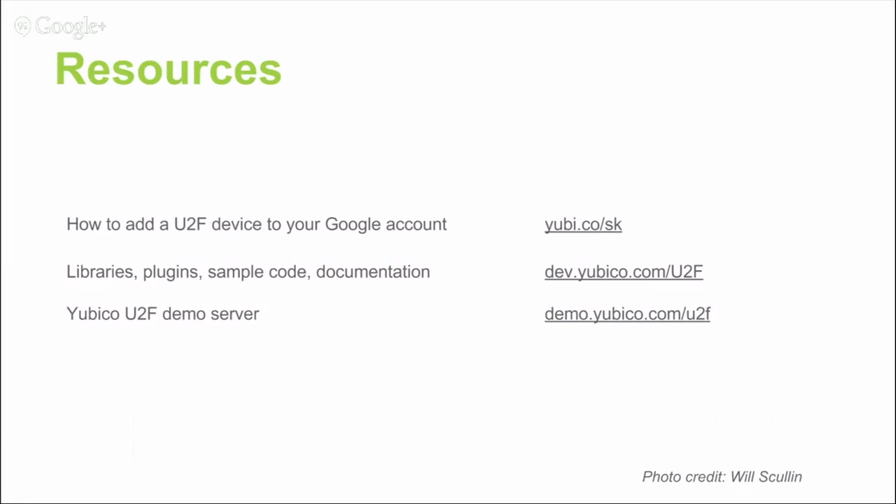We have instructions on how to add it to your Google account. If you don't remember the demo I just did, there are libraries, plugins, sample code, and documentation. We have our own demo server that doesn't have this bug, where you can test doing a registration and an authentication. It's going to show you some technical details about what's actually being sent. A lot of that is encrypted, so it's just going to look like random garbage, but it shows you kind of what you could see from the outside. So feel free to try that out.